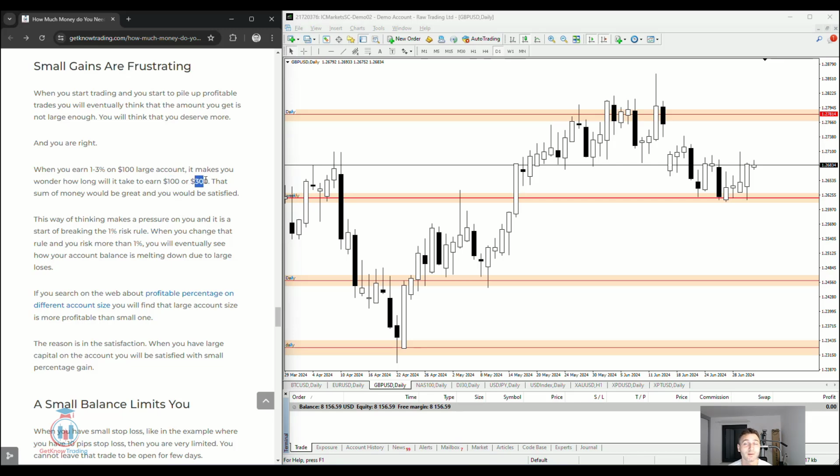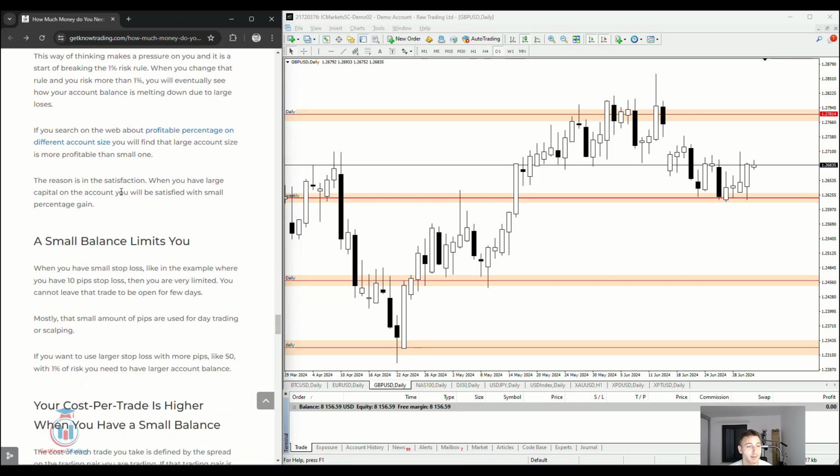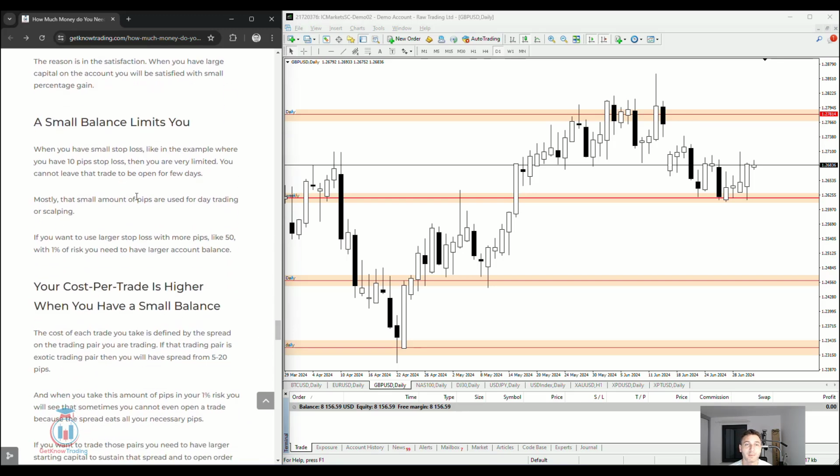Now you can see what is the difference. It can be frustrating when you're earning only $1, $3 per day compared to $100 or $300. Now you can see what kind of problems a trader can experience if the starting capital is too small. Small balance limits you. This is something I have already explained.